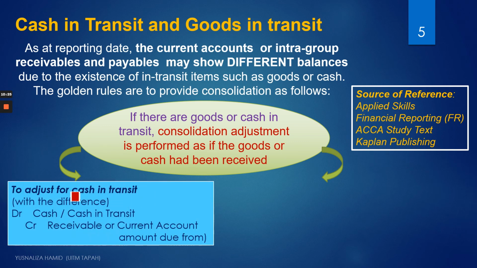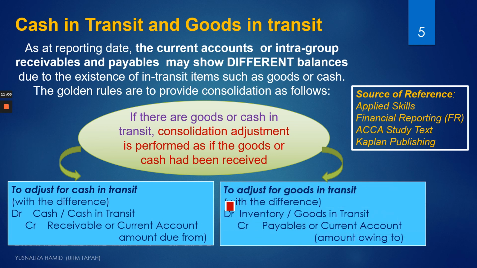Okay, so let's say we have cash in transit. The cash has been paid, but we have not yet received the cash as a recipient. So for the purpose of consolidation, what you need to do is debit the cash, or you can also debit a special account called cash in transit. You can debit cash directly, debit bank, and credit the receivable or current account for this amount that are due from each other. For the amount due, meaning that this is under the asset section, the current account that is under the asset section.